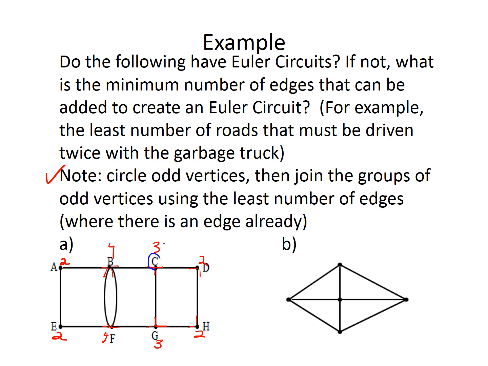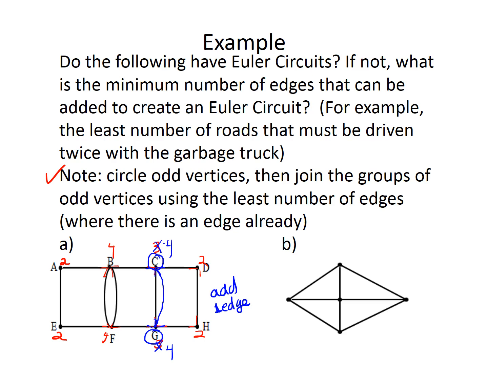So we circle those odd vertices, and then we join them. If there is an edge there already, this one's a piece of cake because there's an edge there. So this just means the garbage truck will have to go up and down this road twice. All right, so we would add one edge. And then if you count now, 1, 2, 3, 4, 1, 2, 3, 4, we have made these even. So all the vertices are now even.